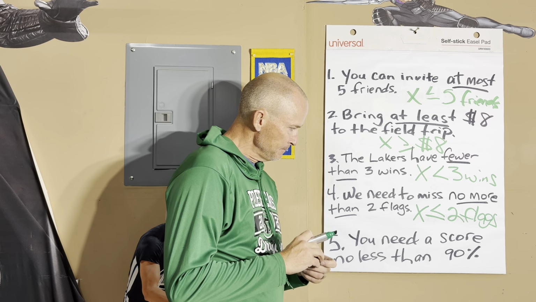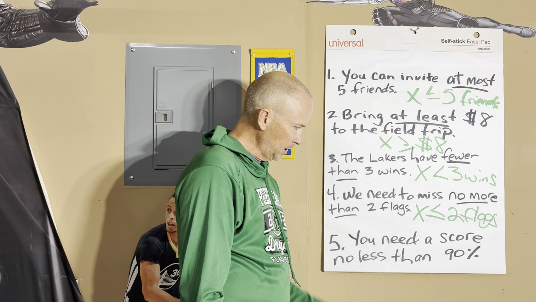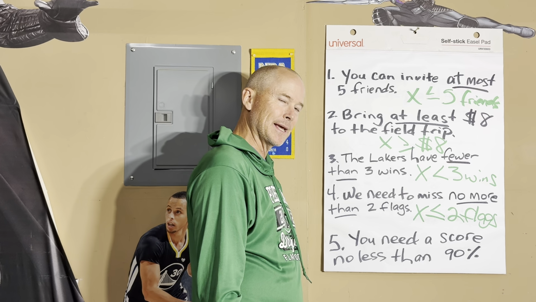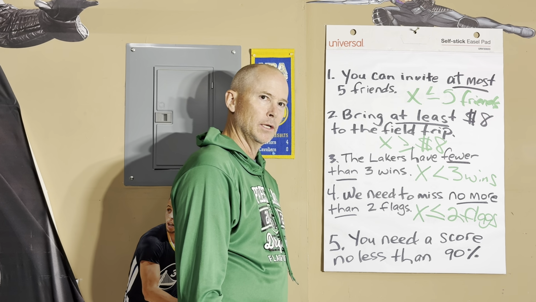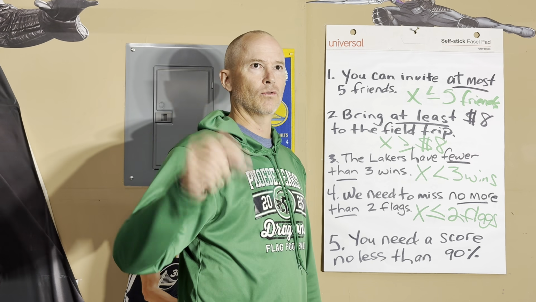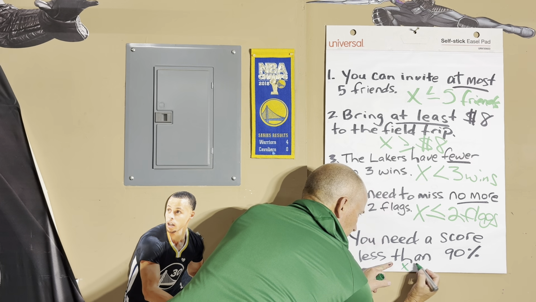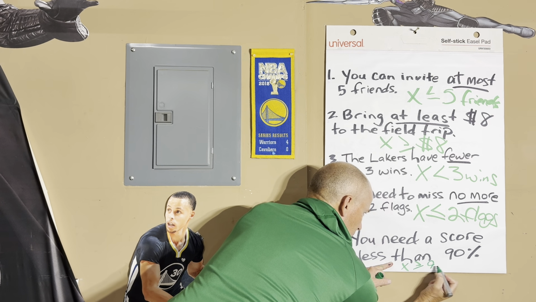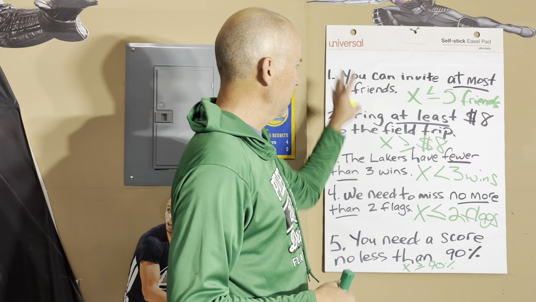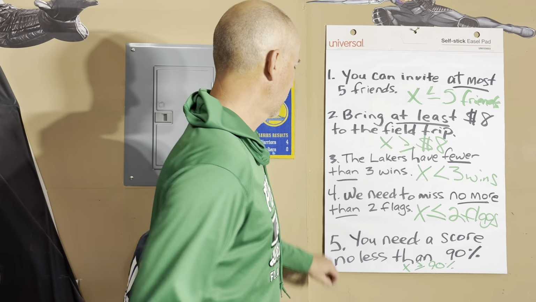Okay, the last one. To get into a good college, you need a score no less than 90%, no less than. So obviously we can't have 89. You could have 90 and 100 would be cool. I'm going to say this is x is greater than or equal to 90%, okay? So when you see these types of words written, these are the matching inequalities, okay?